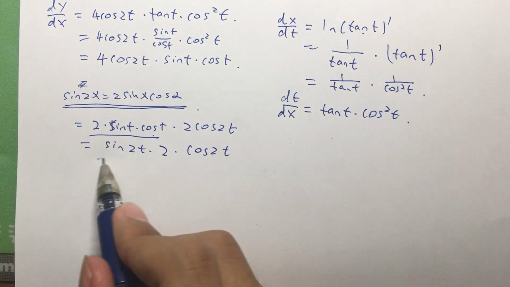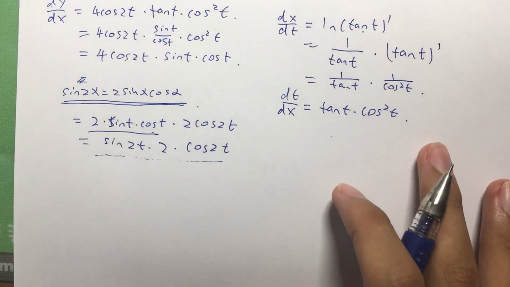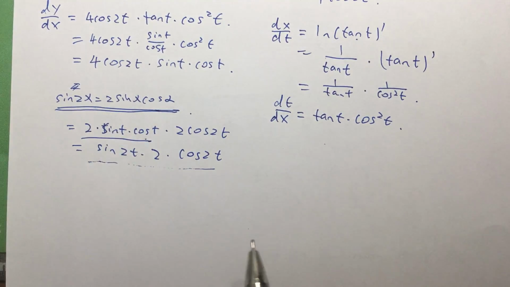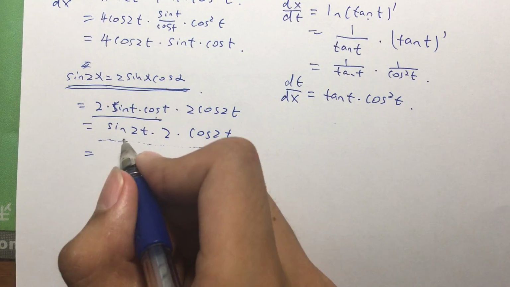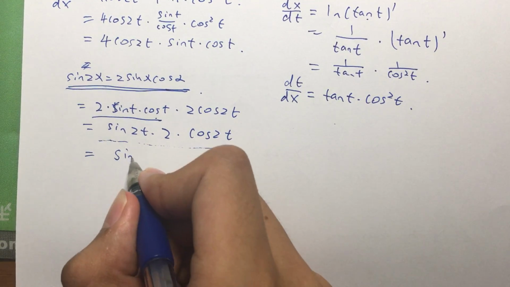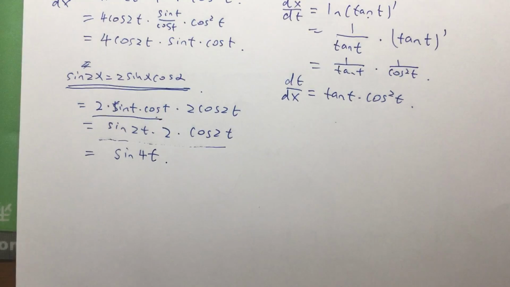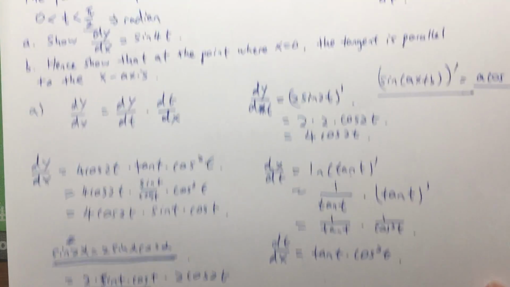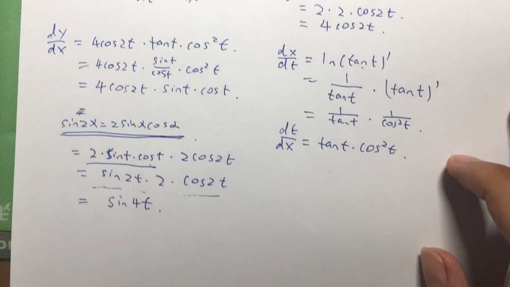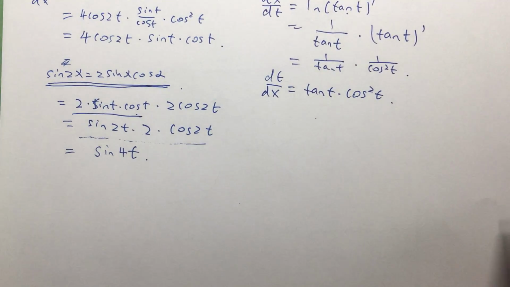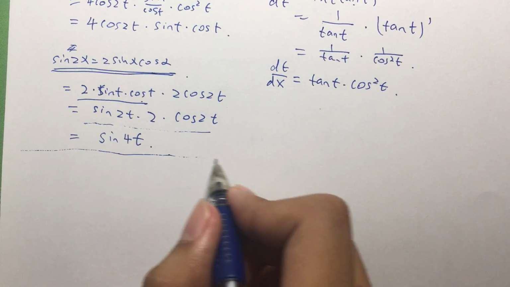Okay, from here, what do you think? Is it quite similar to this formula again? Yes, it's exactly the same. So now we can combine again, which will get sine 4t. Let's look at what we required. We require sine 4t, so which means we have finished part A. Okay, so part A is done.